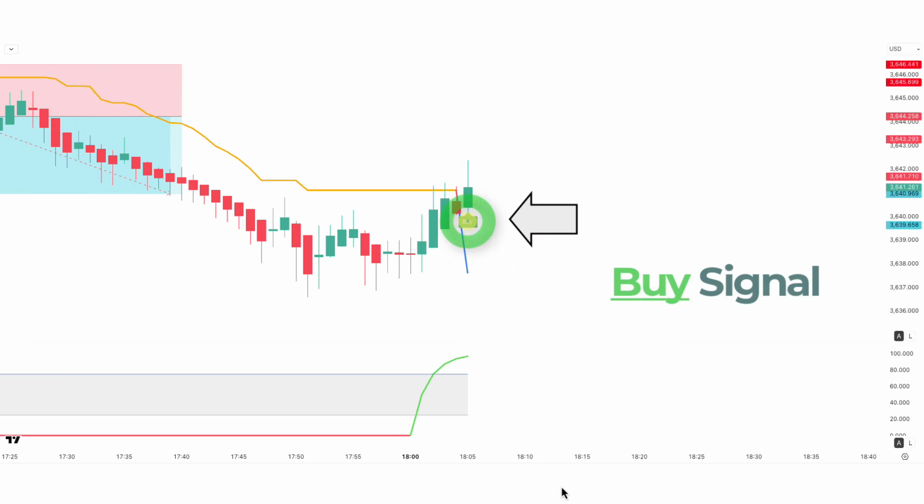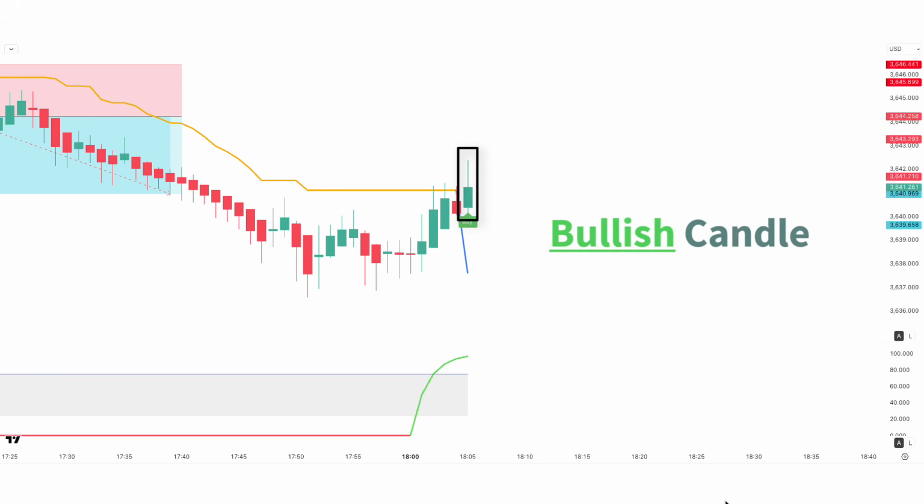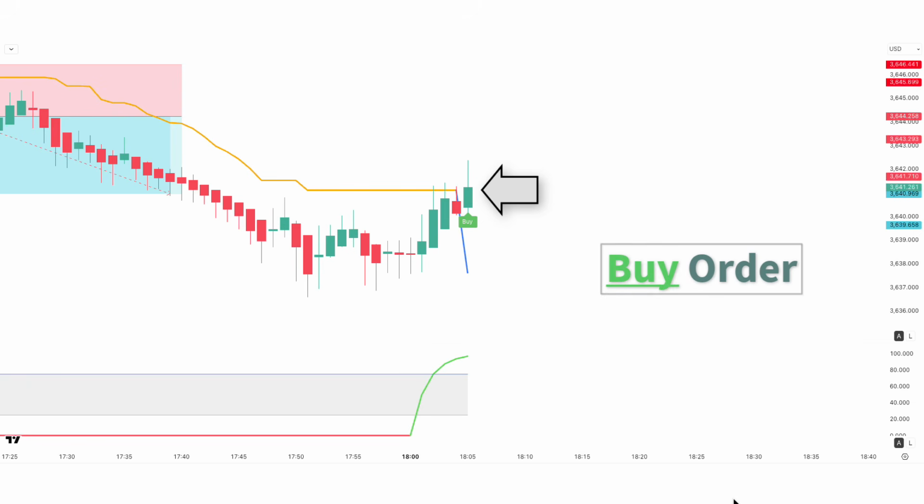Here, the IDX 5 up arrow of this indicator is a buy signal. Here, the green line of the STC indicator is above the black straight line. Here, the market has made a bullish candle to give confirmation. So all our conditions are being fulfilled, so we are placing an order to buy.